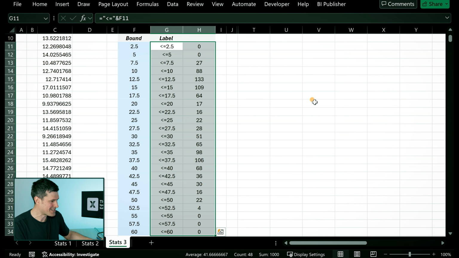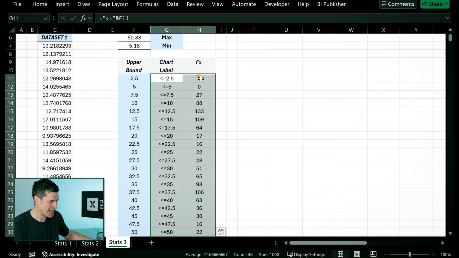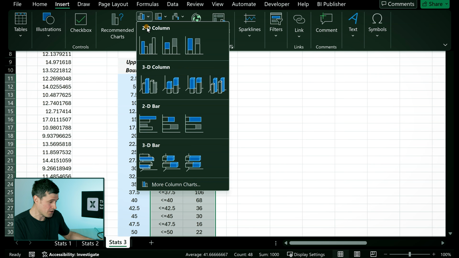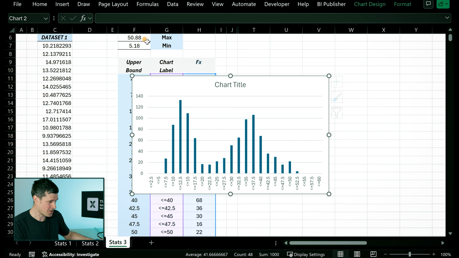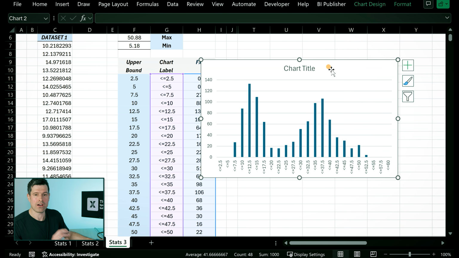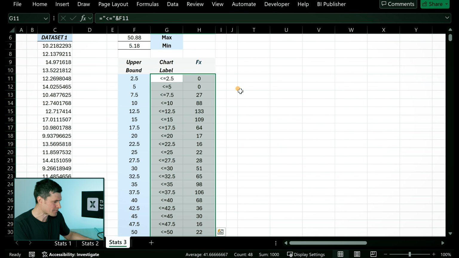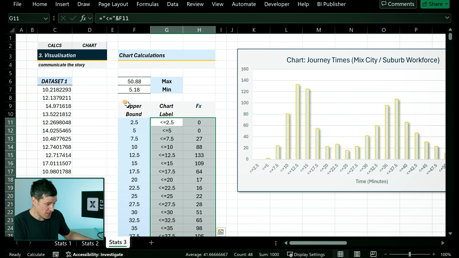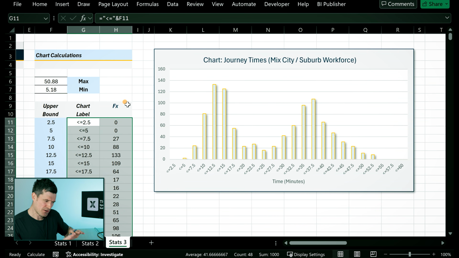Make sure you pre-select this data. So our chart labels and our formula outputs, 2 columns there. Insert. I'm going to go for a column chart. A bar chart is also good here. And you can see we're telling the story of the data via a visualization. Now, I'm going to delete this chart in Blue Peter style. I've got the chart I created earlier. So with a bit of formatting, you can get to this. This tells us the story of the data.